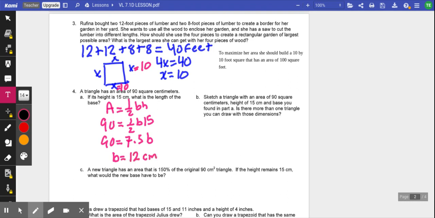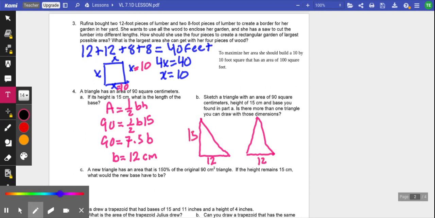Sketch a triangle with an area of 90 square centimeters and a height of 15, and the base you found in part A. Is there more than one triangle that you can do in those dimensions? Well, sure. I'm not making these to proportion, but I could make a right triangle, or I can use the same base and make an isosceles triangle. It doesn't matter as long as my base is 12 and my height is 15. Sometimes the height of your triangle is not one of your sides.